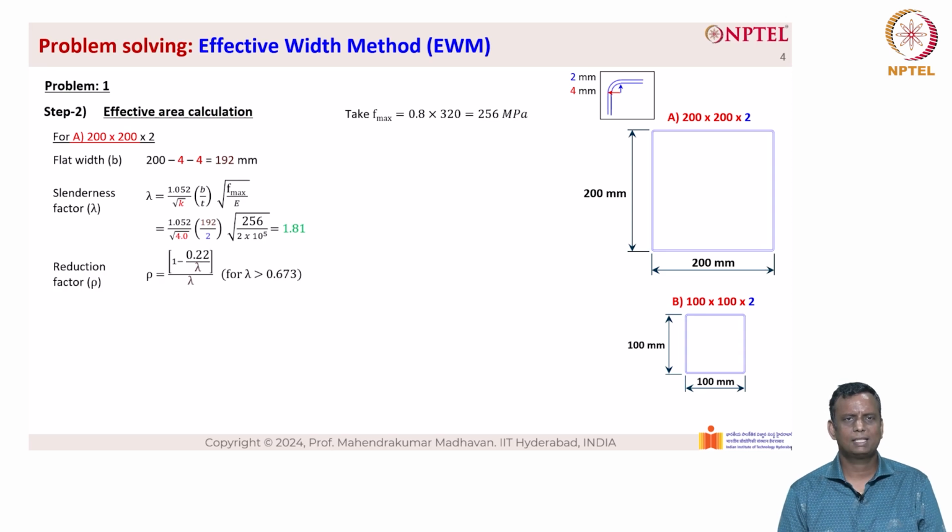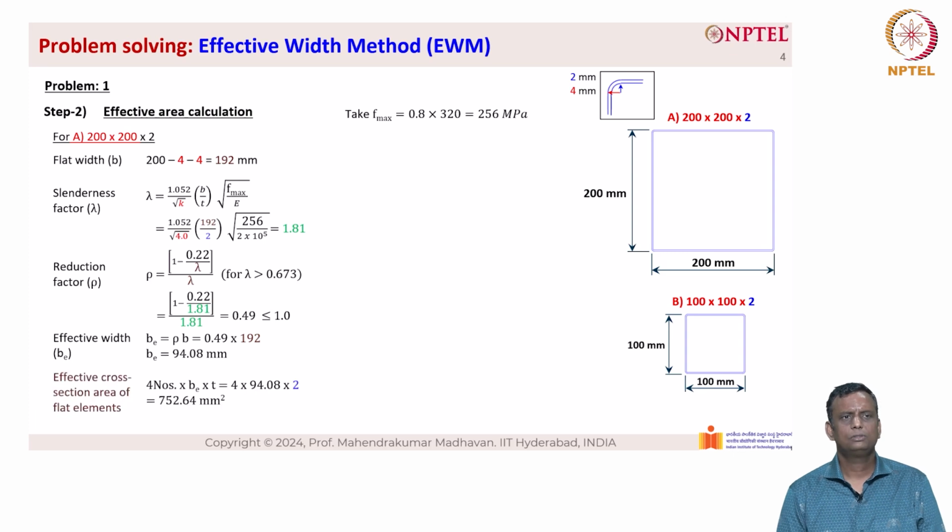This 1.81 is greater than lambda equal to 0.673. Hence, the reduction factor rho is given as 1 minus 0.22 divided by lambda. And this value is 0.49, which is again less than 1.0. So the effective width b sub e is equal to rho into b, which is 0.49 into 192, and b sub e is equal to 94.08. So basically, we say that only 49% of the width is effective, and hence the effective width is 94.08. So the cross section area is 4 numbers of b e into t, which is 4 into 94.08 into 2. We get a value of 752.64 millimeter square.